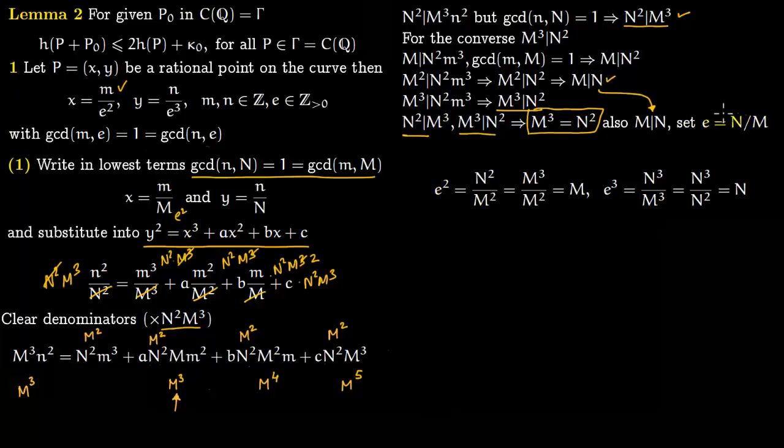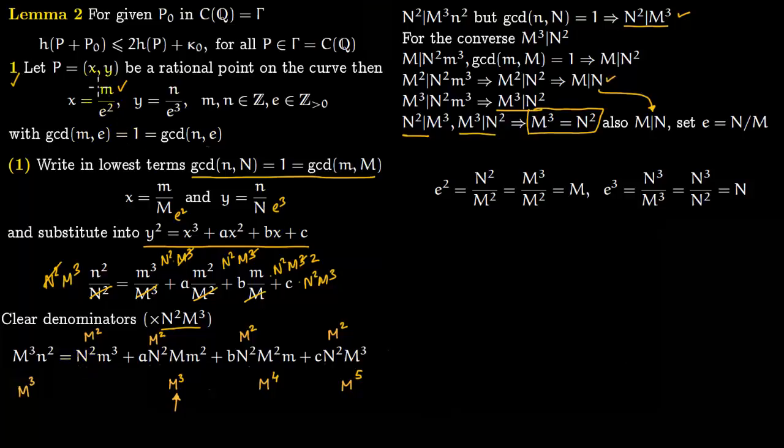Now you cube this thing. You get n cube over m cube. But now instead of m cube, you write n square here. So you get n here. So n is equal to e cube. So this is e cube. So you have n over e cube. So the first part is done.